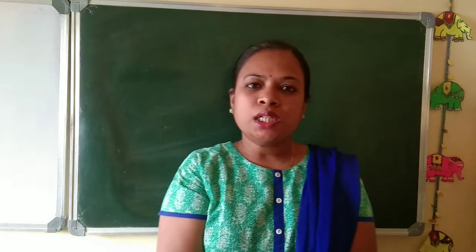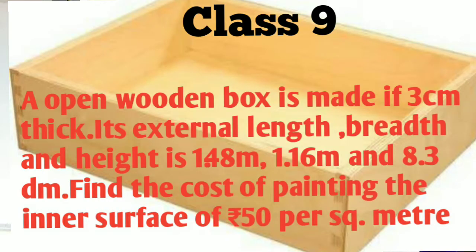So today's question is: an open box is made of wood 3 centimeter thick. Its external length, breadth and height are 1.48 meter, 1.16 meter and 8.3 decimeter. Find the cost of painting the inner surface at rupees 50 per square meter.